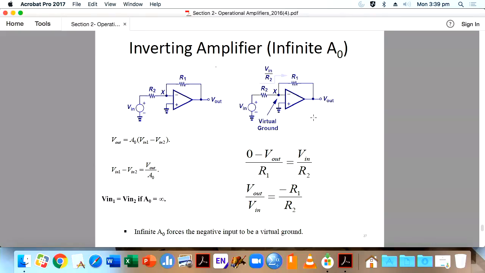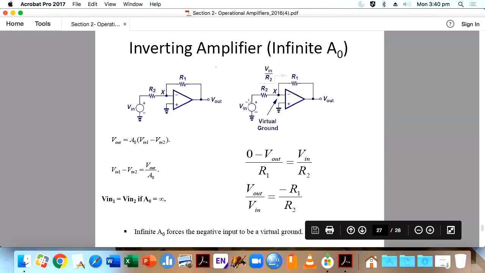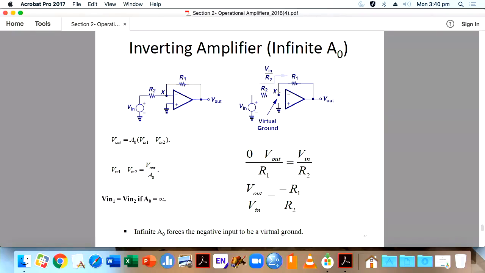How can we write down the equation for gain here? 0 minus V out, divided by R1, is a current. The signal is coming, and that current, say I milliamps, is crossing R2, coming to this point, then going through R1 and coming out. It is not going into the operational amplifier. So the current coming to X should go out. So 0 minus V out by R1 equals V in by R2, because at this point you can apply the current law: the current is coming here and then going out.